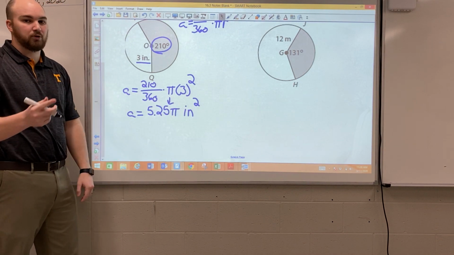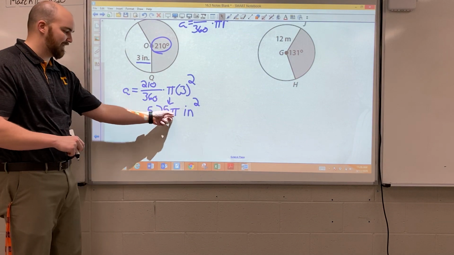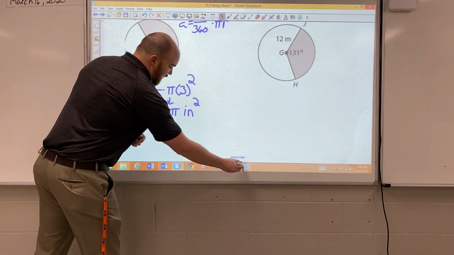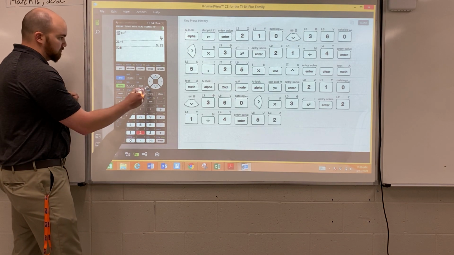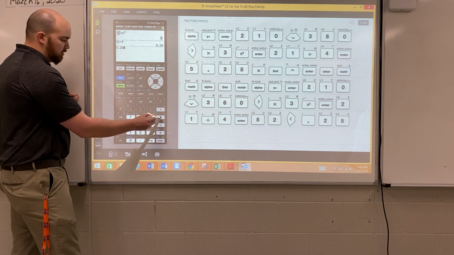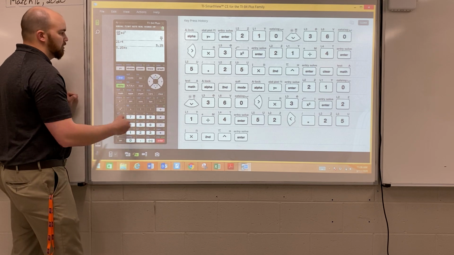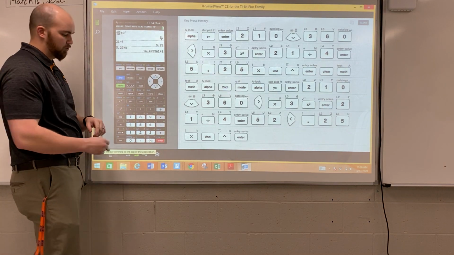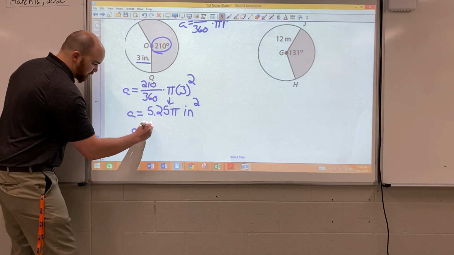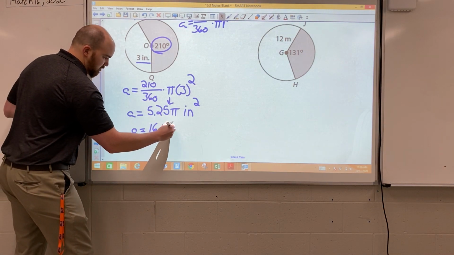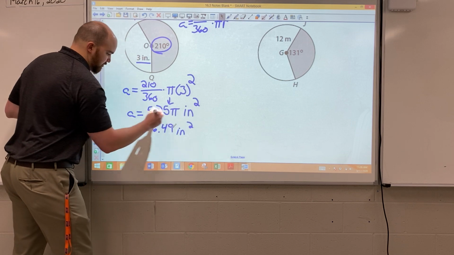Our second way said round to the nearest hundredth. So we're going to take that answer, multiply that out, round to two decimal places. So if we do 5.25 times pi, we get 16.493, so 16.49 inches squared.